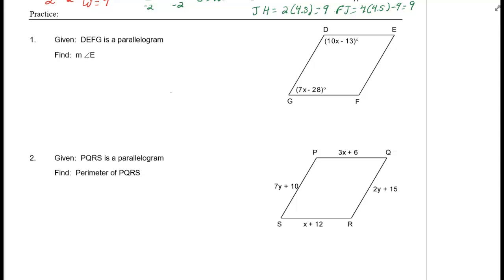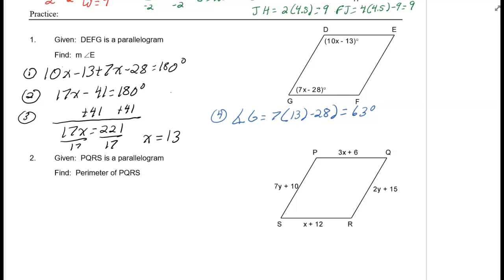So the next four problems are practice problems to make sure you understand the properties of parallelograms. It would be my suggestion that you pause the screen and solve each of these problems on your own, and then play the video and make sure you did them correctly. So let's make sure you did problem number 1 correctly. Angle D and angle G are consecutive interior angles. So the first step is these two angles add up to 180.